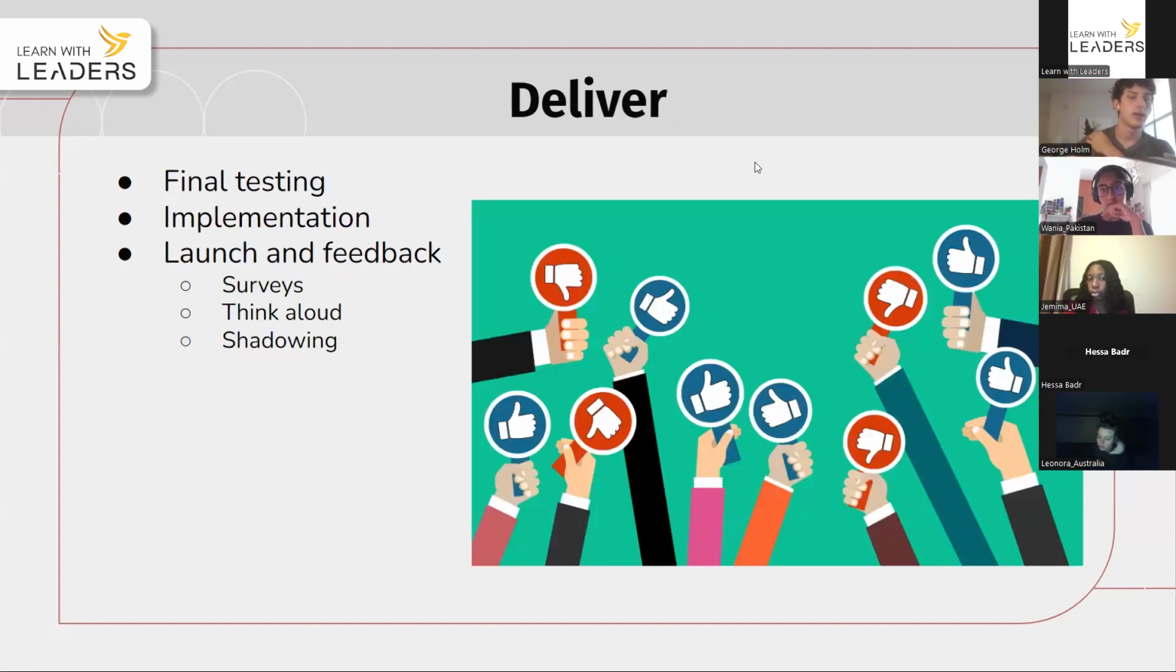Cool. So now we can finally reach the last phase of the double diamond approach, which again doesn't actually matter. There are a lot of different ways that you can visualize this sort of thing, but we're in the deliver phase. This is where final testing, implementation, launch, and feedback happen.